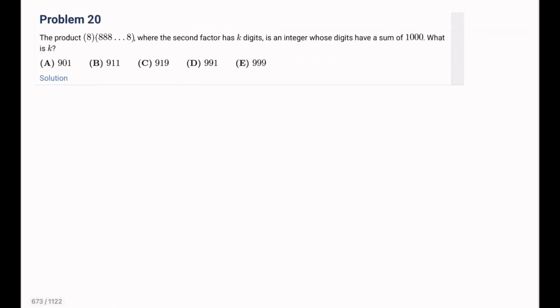Number 20, the product 8 times 8, 88, 888, all the way to 8, where the second factor has k digits, is an integer whose digits have a sum of 1000. What is k? Okay, so first let's try to make sense of this. So that means it's 8 times 8, 88, 888, all the way to 8, and this is k times.